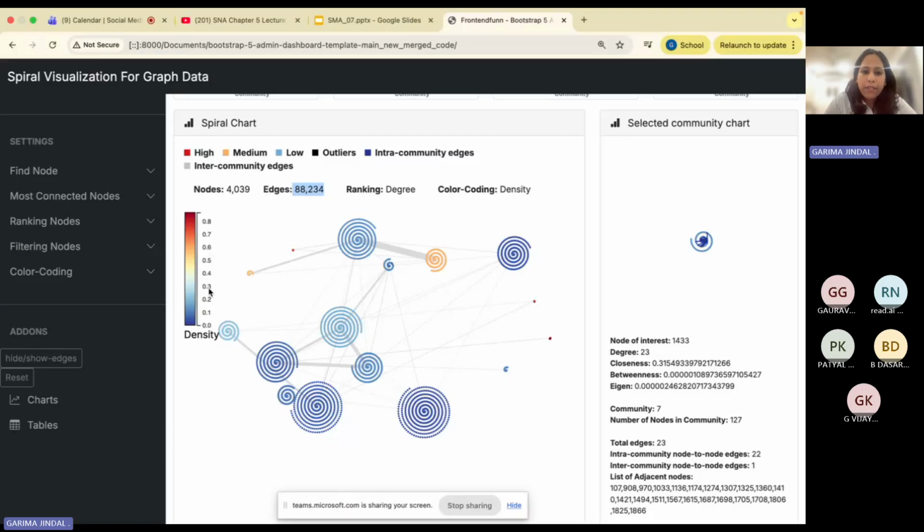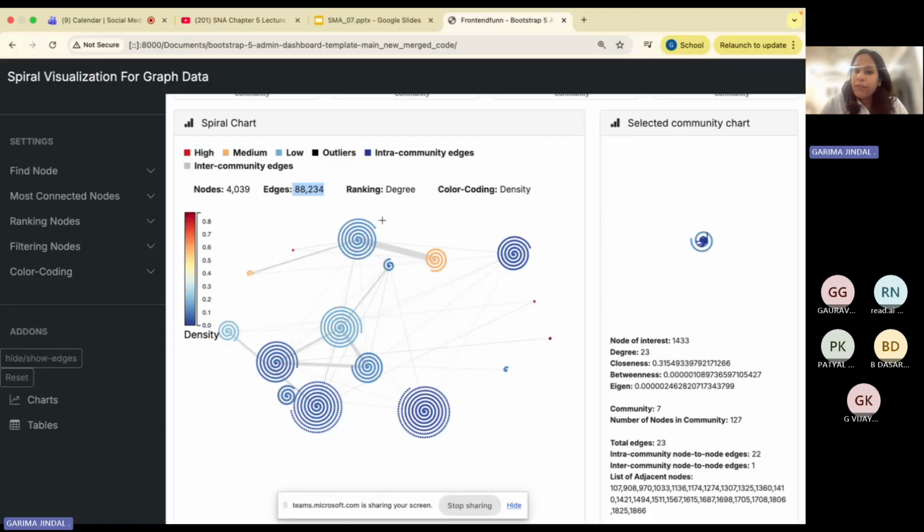After density, you can see that there are certain gray edges in this spiral visualization. The thickness of the edges shows how many connections there are between two communities. For example, I can see a very thick edge here, so it shows that this community and this community have a lot of connections in common. Also, from this visualization, I can see which particular community is connected to which other communities.